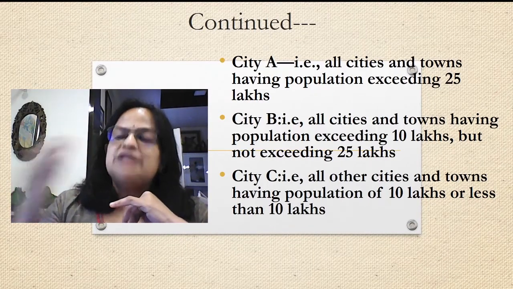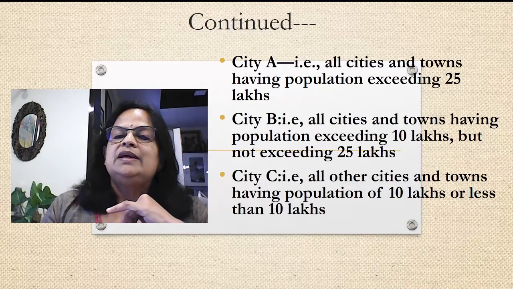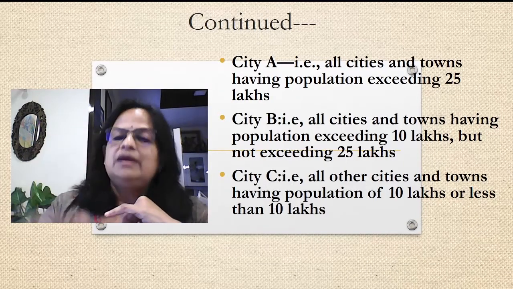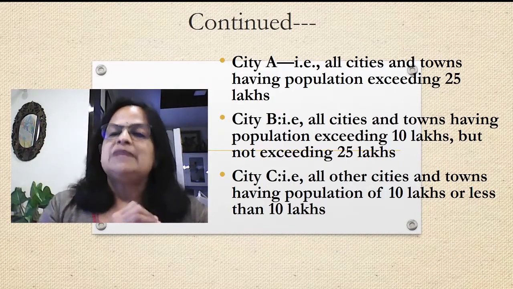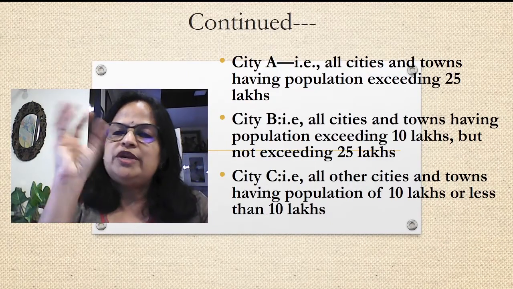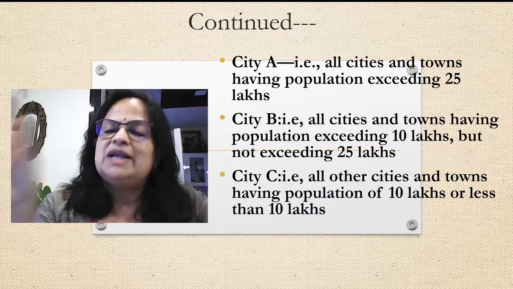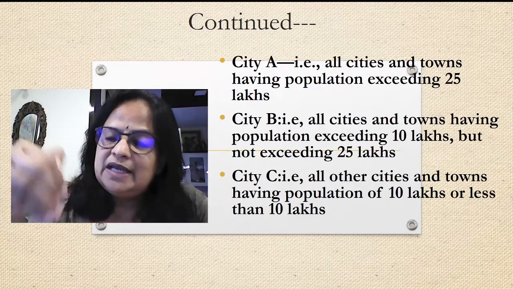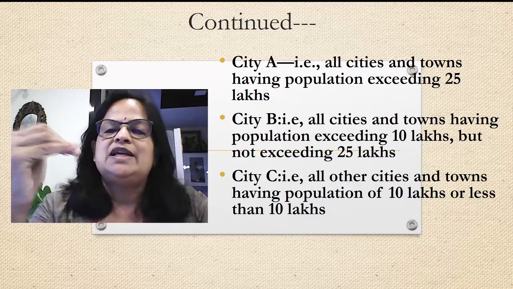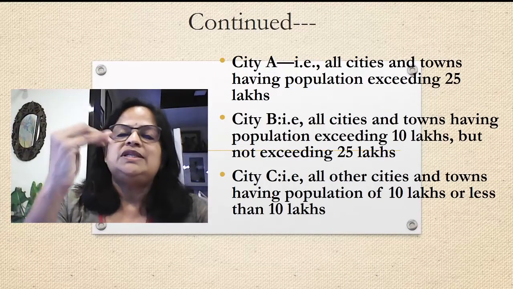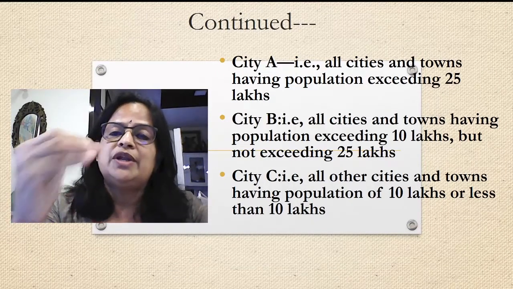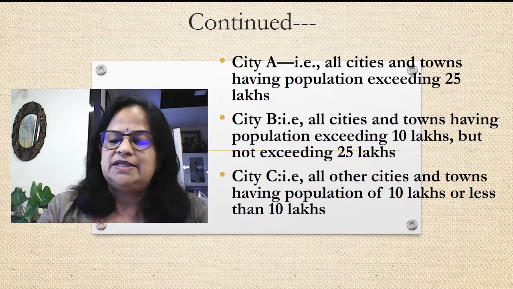Next is 10 to 25 lakhs. Next is 10 or less than 10. First one is exceeding 25 lakhs. Second one is exceeding 10 lakhs but less than 25 lakhs. Third category is 10 or less than 10 lakhs population. So this classification is important: City A, City B and City C.